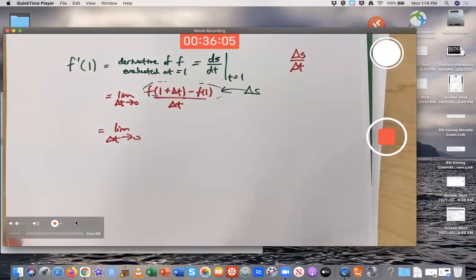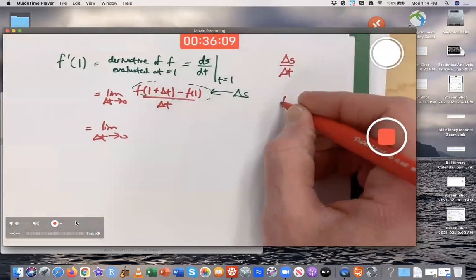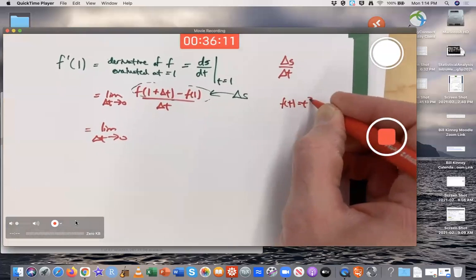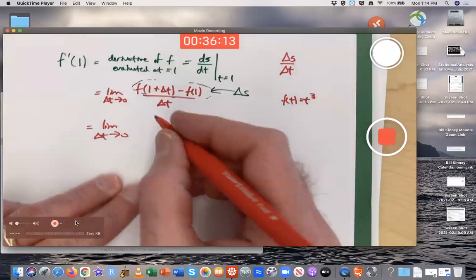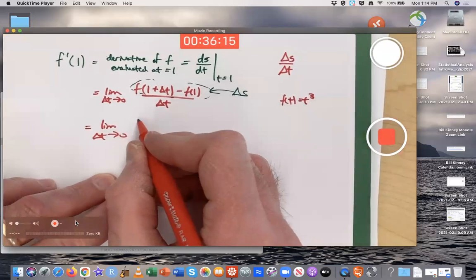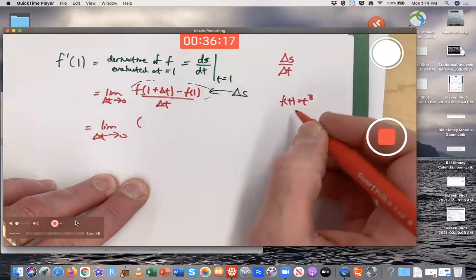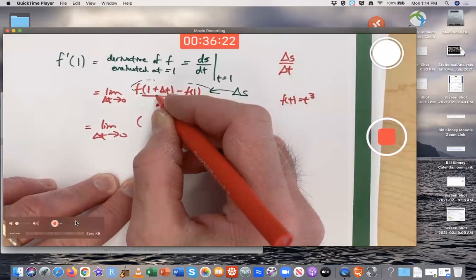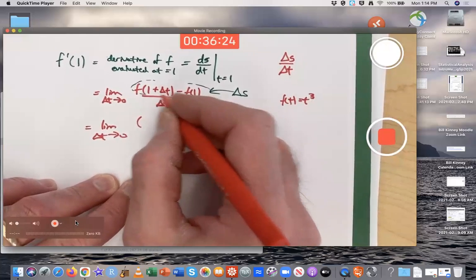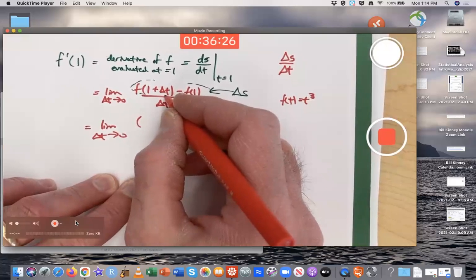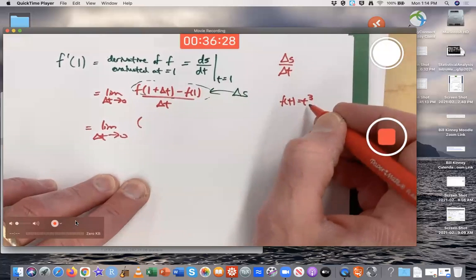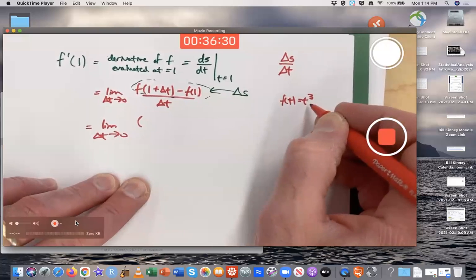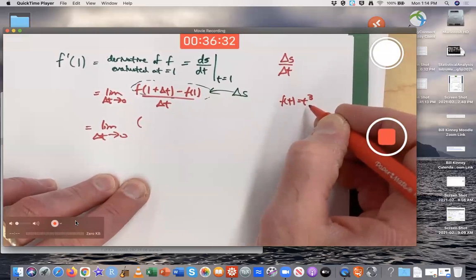So what do I do? I've got to use the formula for the function. It was t cubed, remember? F of t was t cubed. I've got to use that formula. So I need to replace f of 1 plus delta t with 1 plus delta t quantity cubed. No matter what's inside the parentheses, no matter how crazy it looks, that's what goes in place of, in this case, t. Or if the function depends on x, that would go in place of x.